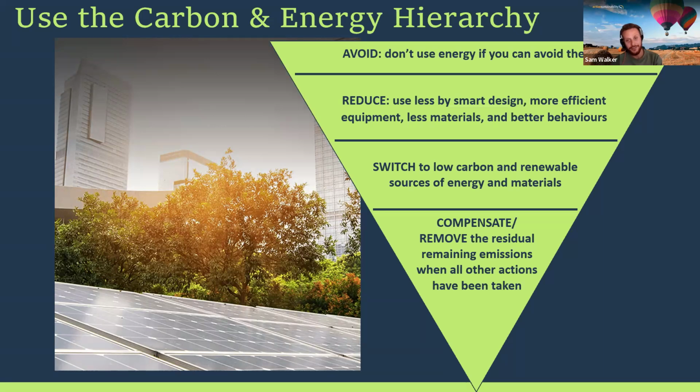If you can't turn them off, but you do still want to reduce your carbon emissions from them, let's look at what else we can do. Can we swap those halogen bulbs to LED bulbs? Then it's going to reduce the amount of energy that's consumed. And then look at the next one, which is switch. Can we look at buying renewable energy instead, or put some solar panels on and use energy from that? And then the last one, compensate: how can you remove the residual emissions if you can't do anything else?